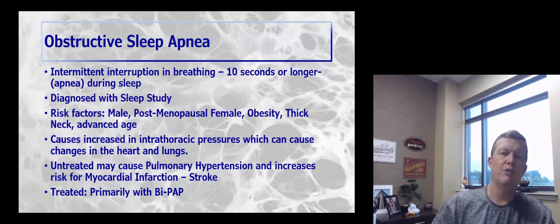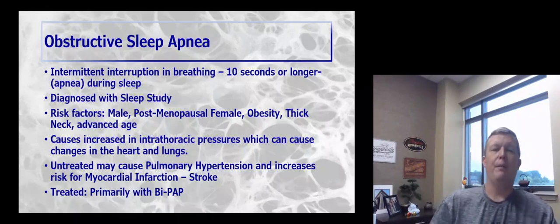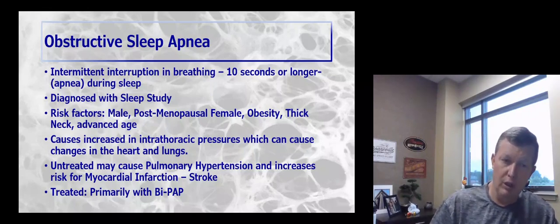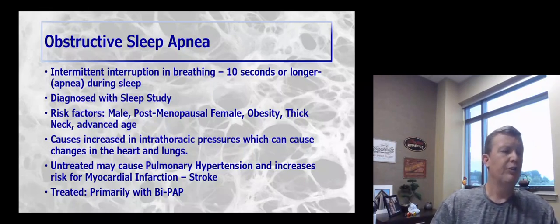Those increased pressures in trying to exchange oxygen result in changes to the pulmonary vascular bed, which subsequently increases the workload, the resistance that the right ventricle has to face as it tries to pump blood to the lungs. Left untreated, that can cause pulmonary hypertension, ultimately a condition called cor pulmonale, myocardial infarction, and possibly even stroke.